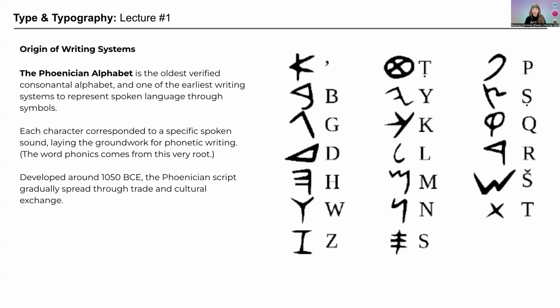So you may remember in kindergarten, your teacher talking about phonemic awareness, learning not just the name of the letter form, but the sound that it makes. That word phonemic and phonics comes back to the Phoenician alphabet. It was developed around 1050 BCE, and the Phoenician script gradually spread through trade and cultural exchange.